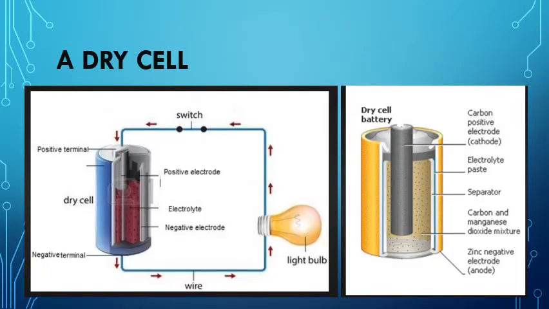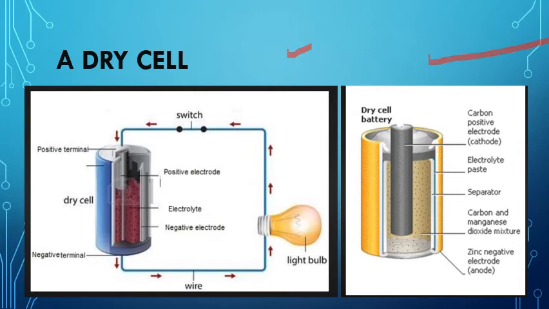Now let us see the dry cell. Now you can see the image of the dry cell. Here I have shown two images. This is one and this is the other image. A dry cell is a portable form of a Leclanché cell, which was invented by Georges Leclanché. It consists of a zinc container, you see the picture of the zinc container, which acts as the negative electrode.